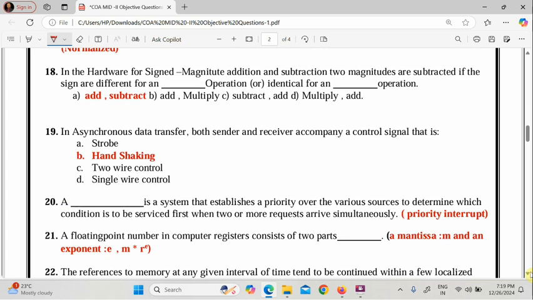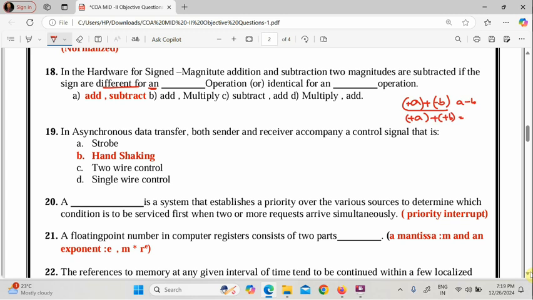In the hardware for signed magnitude addition and subtraction, two magnitudes are subtracted. If the signs are different for the addition operation, suppose we are performing addition, if one sign is positive and another sign is negative, then what we have to do? We have to perform a subtraction. If both the signs are the same and we are performing addition, we have to perform the addition operation.